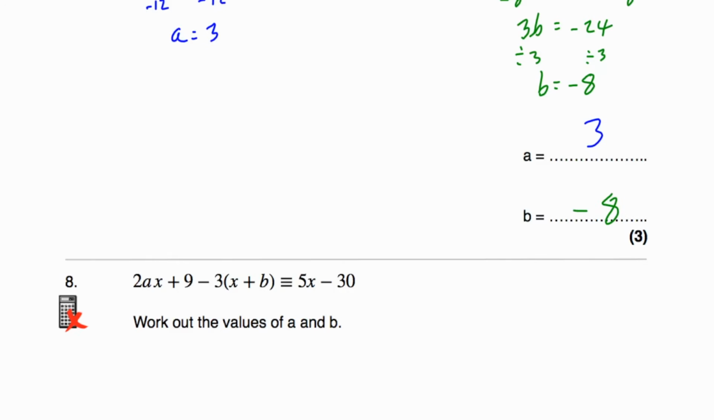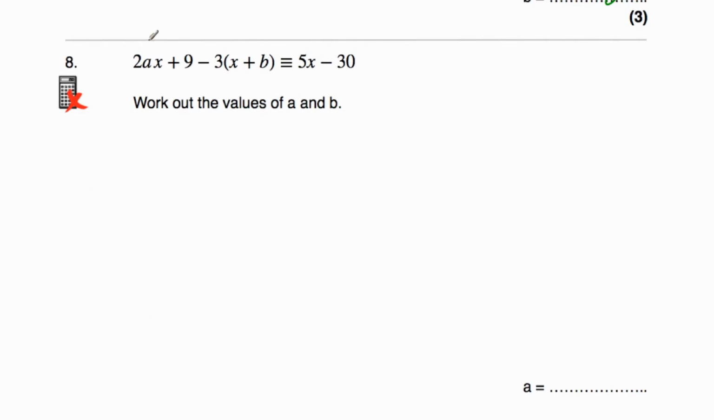Okay, let's look at our next question, question number 8. We've been given 2ax plus 9 minus 3 brackets x plus b close brackets is equivalent to 5x minus 30. And we've been asked to work out the values of a and b. So again, let's expand our brackets. So we've got 2ax plus 9. Then we've got minus 3 times x, that's going to be minus 3x. And then we've got minus 3 times b, so that's minus 3b, is equivalent to 5x minus 30.